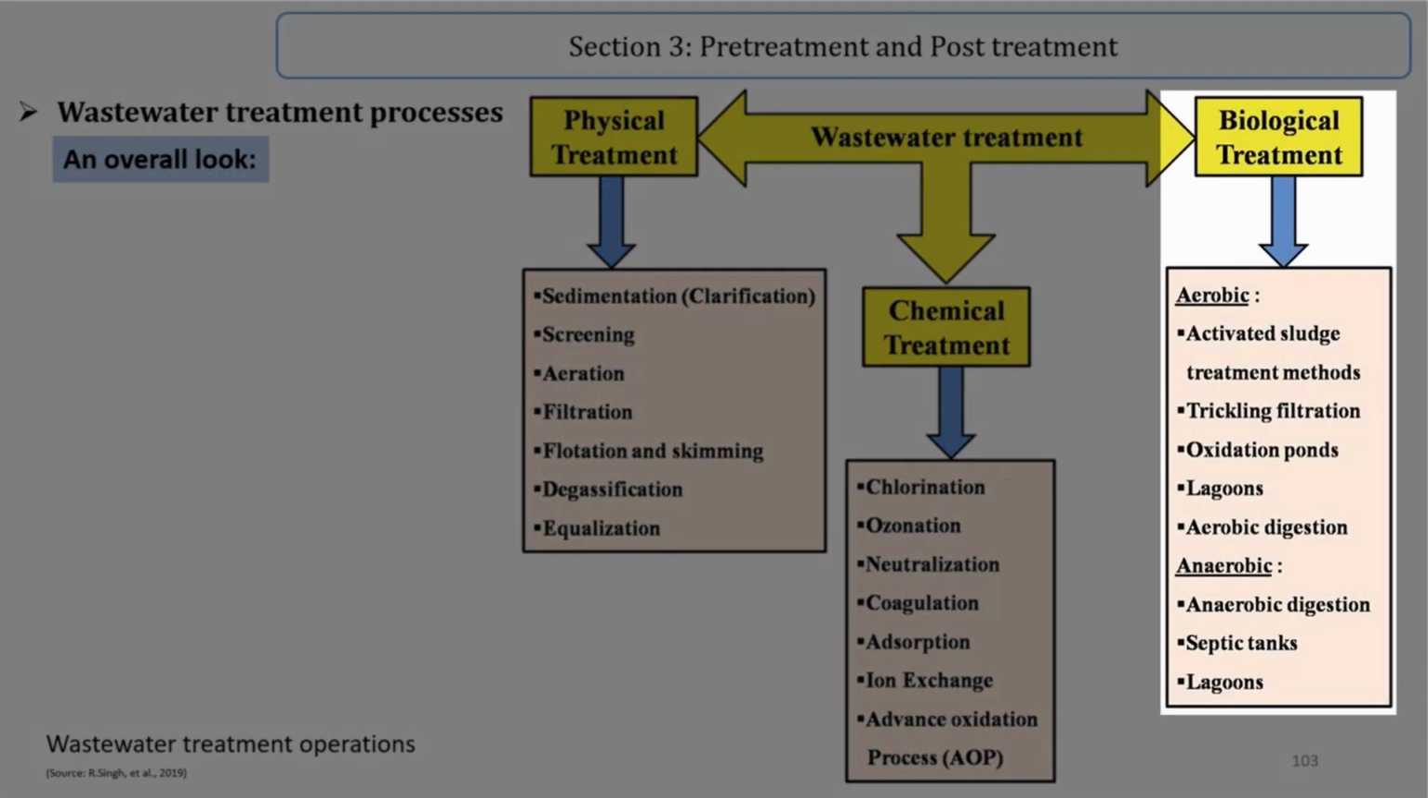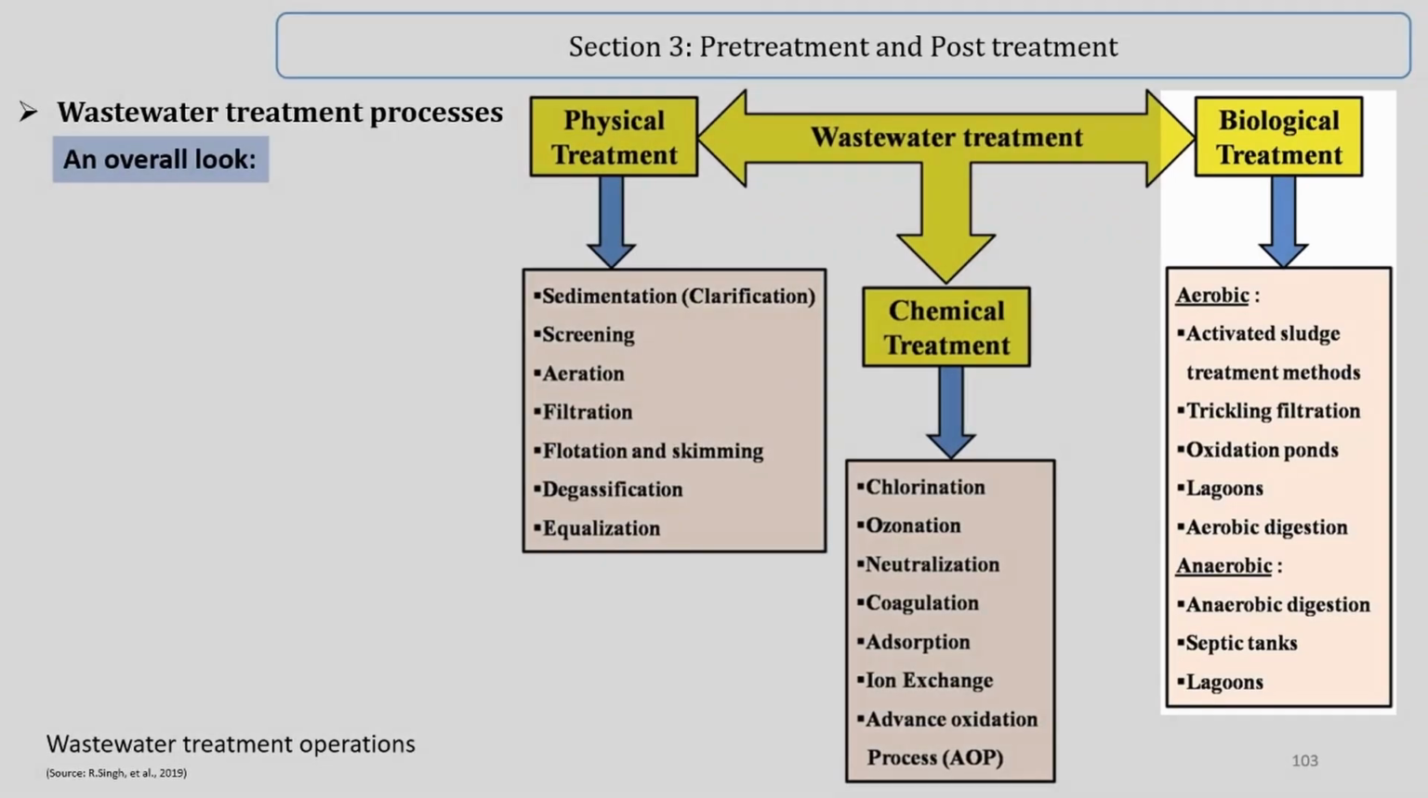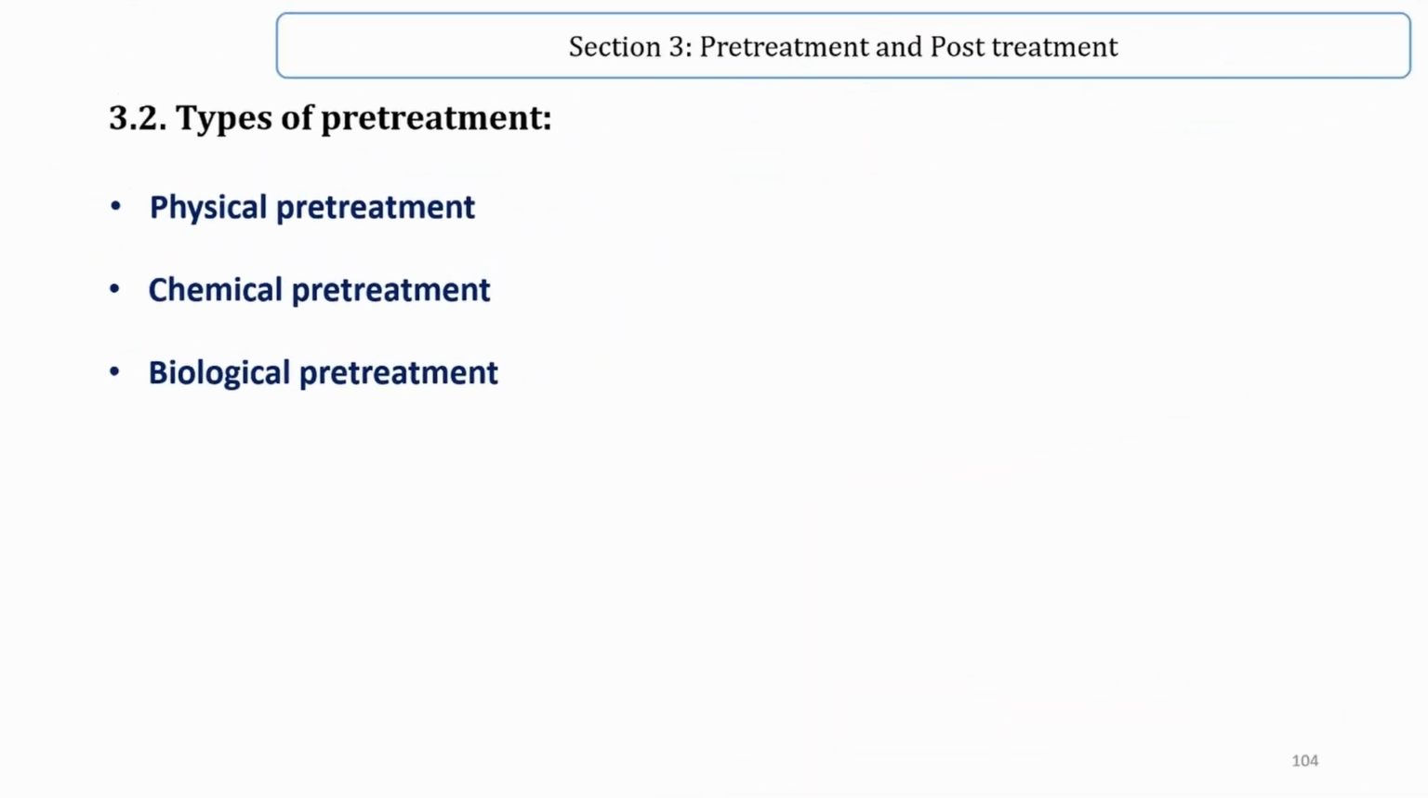Biological treatment processes such as activated sludge system, trickling filtration, ponds and lagoons, aerobic and anaerobic processes. The physical-chemical treatment processes are also applied in waterworks. Of course, there are some differences in the applications and operation. Types of pretreatment. Pretreatments, depending on the application and feed characteristics, are classified into physical, chemical, and biological pretreatment.